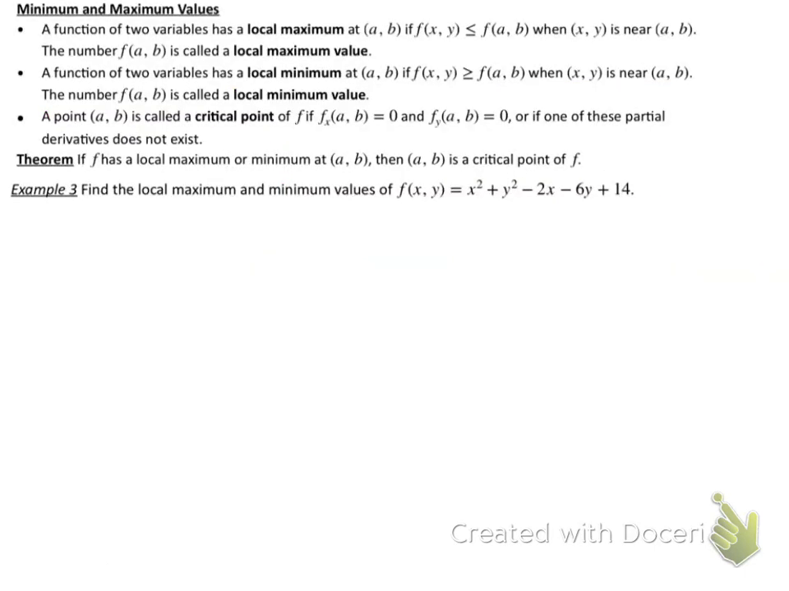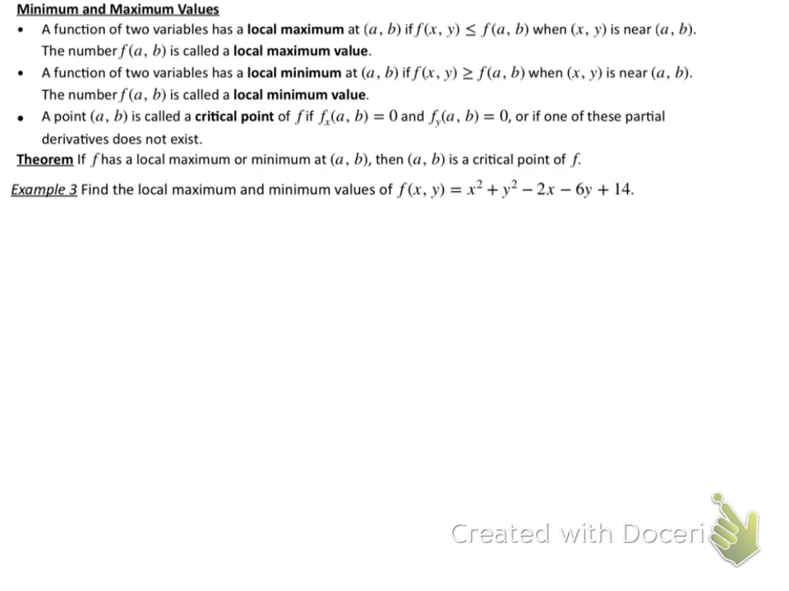Now let's talk about minimum and maximum values. A function has a local maximum if this is the peak point of value. If at (a, b) the function is the highest near its neighborhood, like in a little ball or little disk around it.